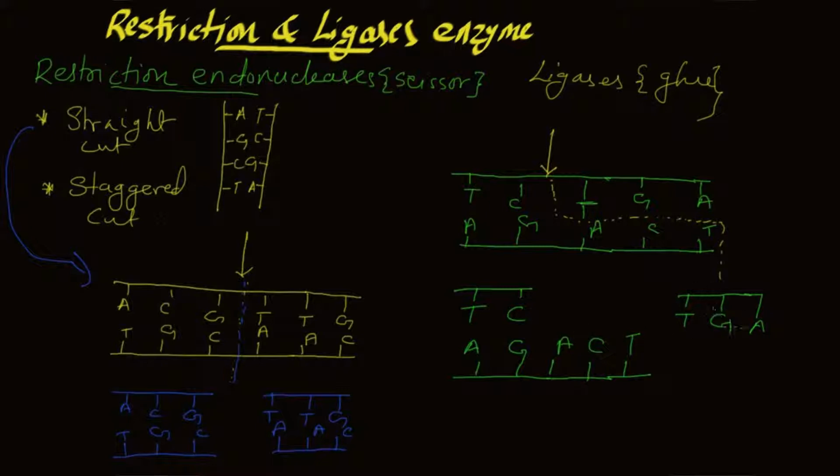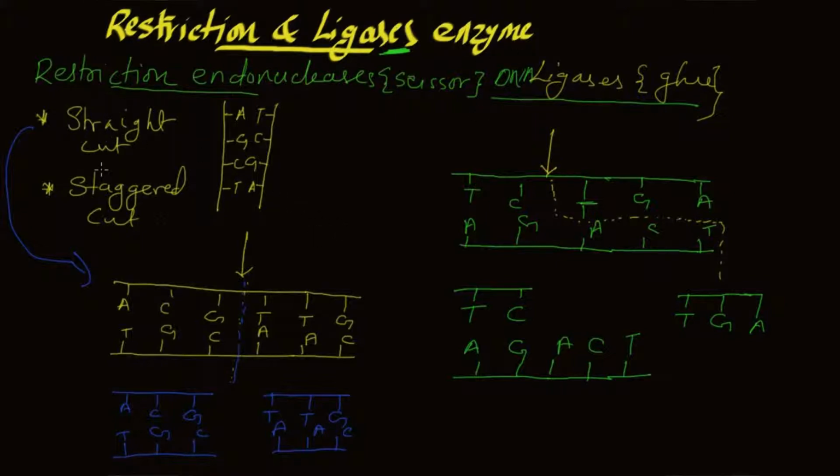So you can take off this base sequence and you can stick it into the plasmid of a bacteria, using the DNA ligase enzyme. You will be using this enzyme to stick this base sequence into the plasmid of a bacteria. This is basically the thing about restriction and ligase enzymes.